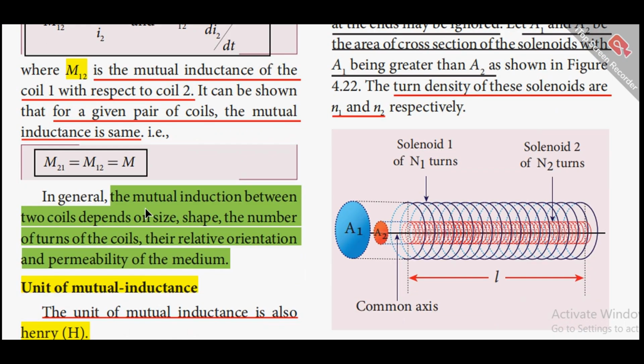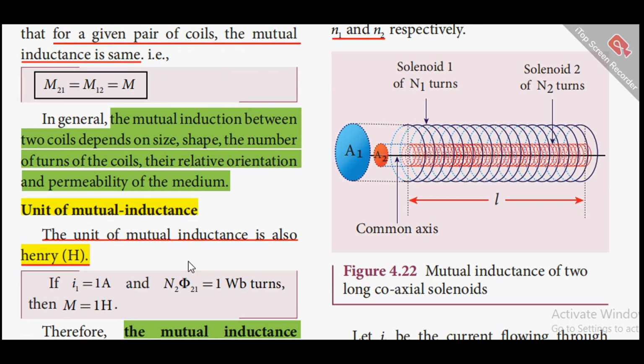In general, the mutual induction between two coils depends on the size, shape, and number of turns of the coils, the relative orientation, and the permeability of the medium. Now let us see what the unit of mutual inductance is. It is the Henry, denoted by the letter H.